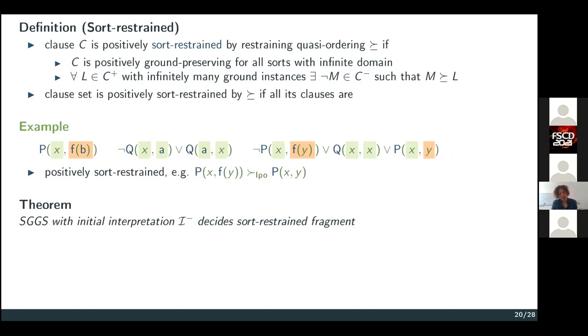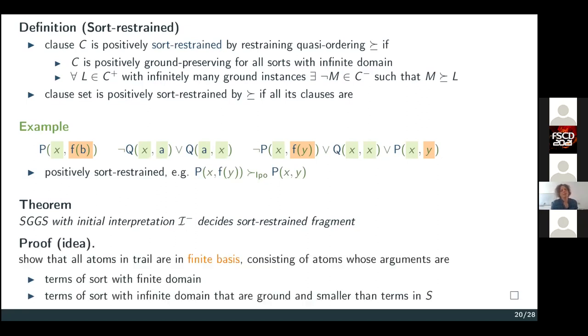And we show that SGGS using initial interpretation I minus decides the sort restrained fragment using a proof idea that is actually similar to what I already mentioned for hyperresolution beforehand. Namely, we can show that all the atoms that are constructed in such a derivation are in a finite basis. And this finite basis consists of all atoms whose arguments are either terms of sort with finite domain, of which there are finitely many ground ones, or terms of sort with infinite domain that are ground and smaller than the terms that we already have in the input set. And this proof also gives us the small model property, which basically means that we can bound the size of the model that we get from SGGS in case the input set is satisfiable.